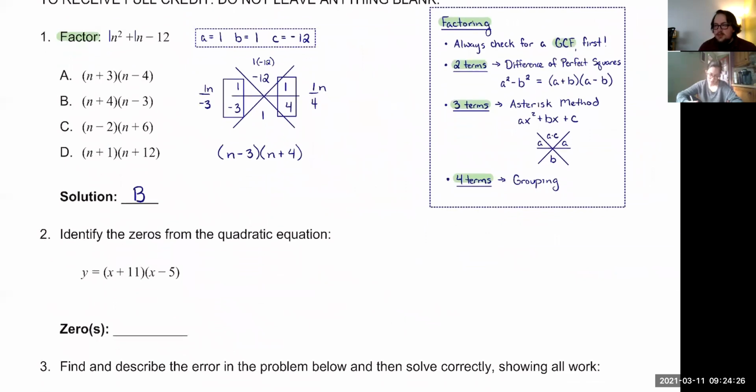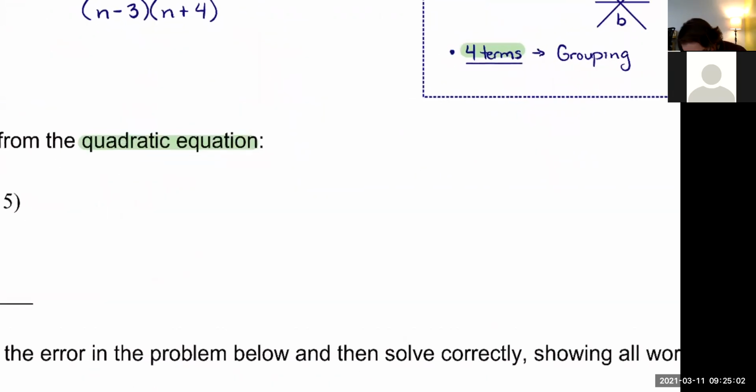Number two uses a skill that we've had, but it phrases it a little bit differently than what we're most accustomed to. But what I'm actually going to pick out first from the request here, it does say identify the zeros from the quadratic equation. And I'm going to hold on to those 2 words, quadratic equation. We spent 2 days solving quadratic equations. One was by factoring. One was with the quadratic formula. And we'll talk about the quadratic formula later.